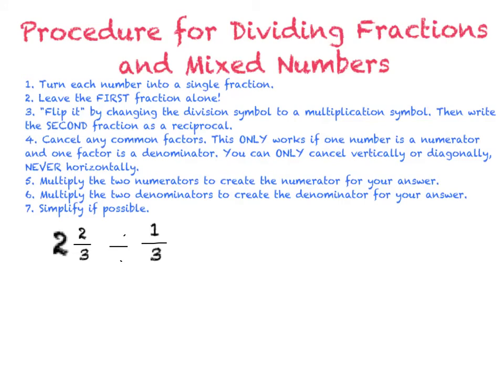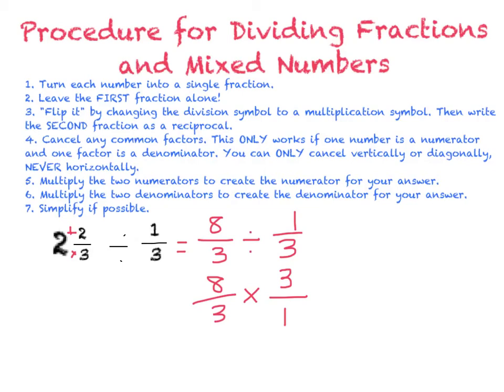In this next example, we're given a mixed number first. So when I'm changing that into a single fraction, I'm going to write it as an improper fraction. So I'm going to do 2 times 3 is 6, plus 2 is 8. And I'm going to do 8 over 3 divided by 1 over 3. Then I'm going to flip it by leaving the first fraction alone, changing the symbol to multiplication, and writing the reciprocal of 1 over 3, which is 3 over 1.